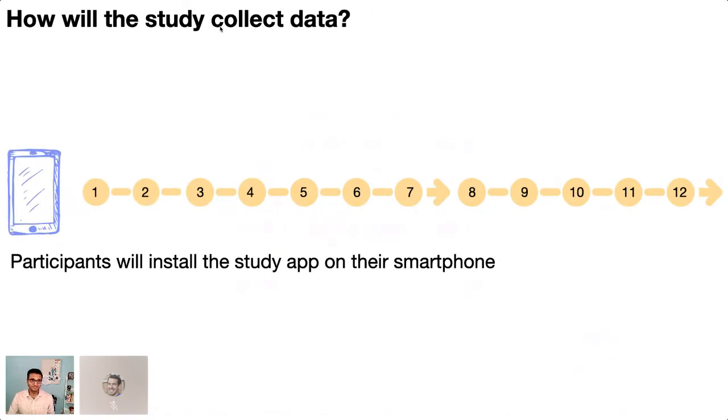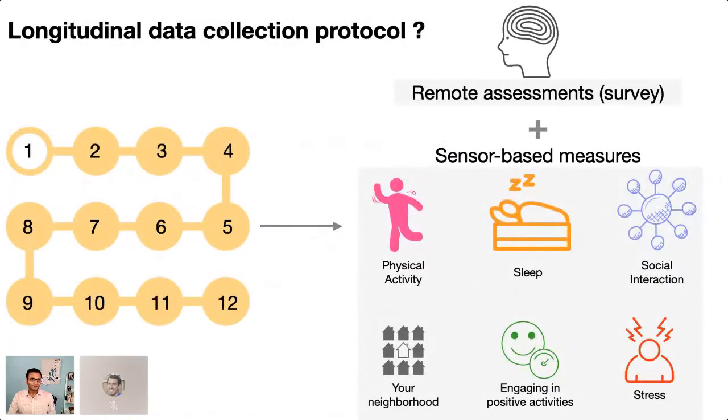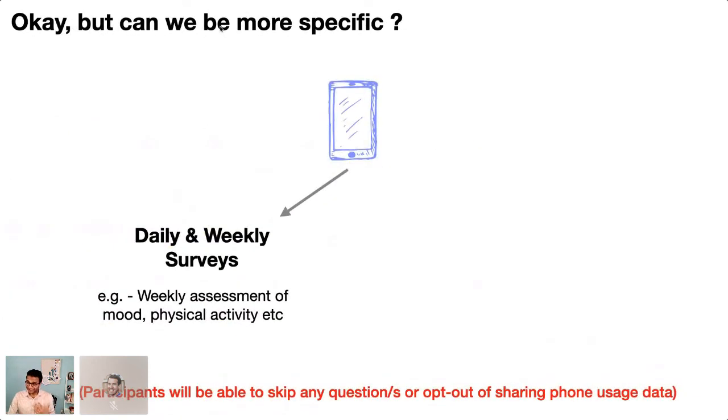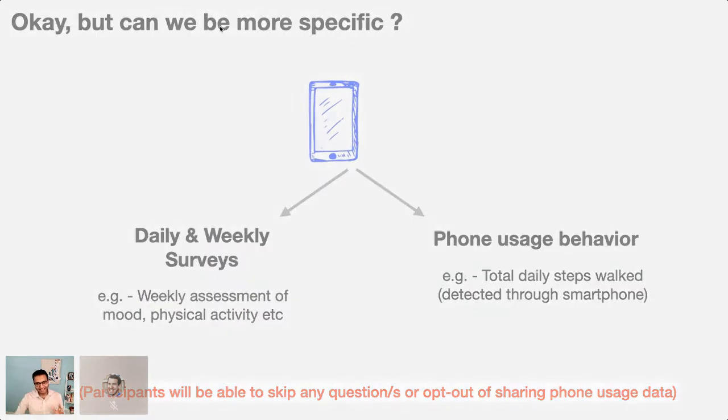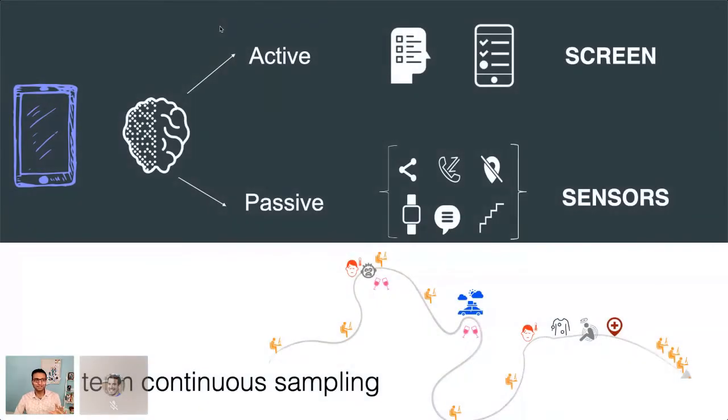How will participants collect? How will we collect the data? Is it smartphone? Is it hybrid? What's the longitudinal data collection protocol? You have 12 weeks. How will you collect all these different kinds of measures? Can we get more specific? What are the daily and weekly surveys? How would you collect the phone usage behavior? And this leads us into, there are various things that you can collect from the phone and various things that you should not collect from the phone, depending on the study.